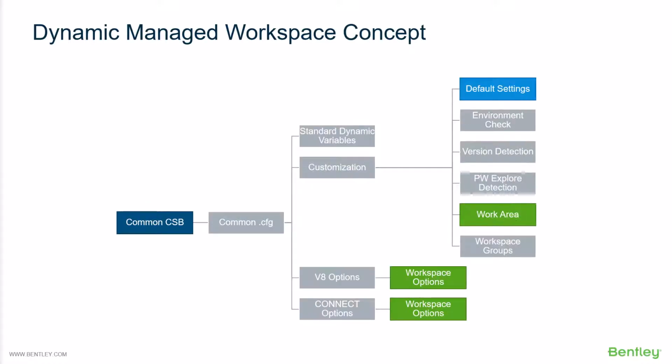This image shows conceptually how the Dynamic Managed Workspace is organized. First, it's initialized by a CSB that simply points to a common configuration file. Within that configuration file, we establish some standard variables like the dynamic names. It then branches to another configuration file or series of configuration files which give us some of those enhanced capabilities. The first thing is we look at a file to get the default settings that may have been established.